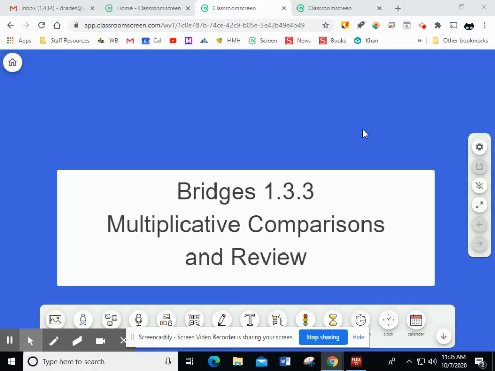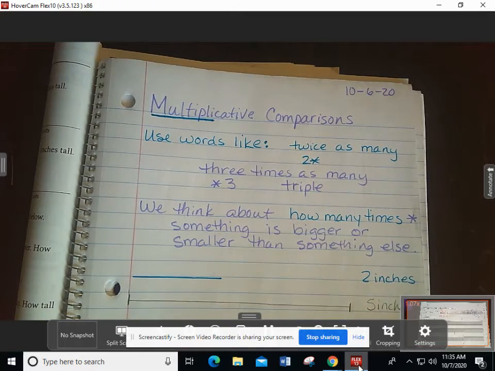So with that, we're going to do our slight review for math class today. It is a very short one because of the testing. So we're continuing to talk about multiplicative comparisons. I'm going to show what we worked on yesterday in our notebook.